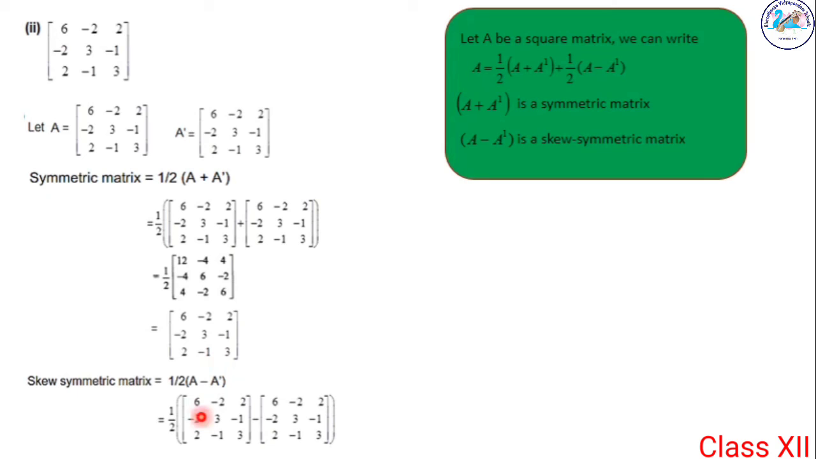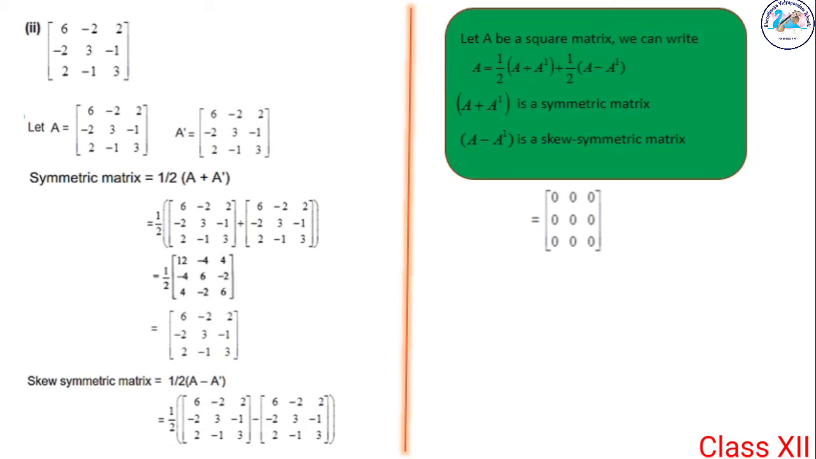Just substitute 1 by 2 into A and A transpose, subtract the corresponding terms, and you will get a 0 matrix. That is 6 minus 6 is 0, minus 2 minus 2, that is plus 2, that is 0. So all terms will be 0. When you multiply 1 by 2 with a 0 matrix, you will get a 0 matrix.